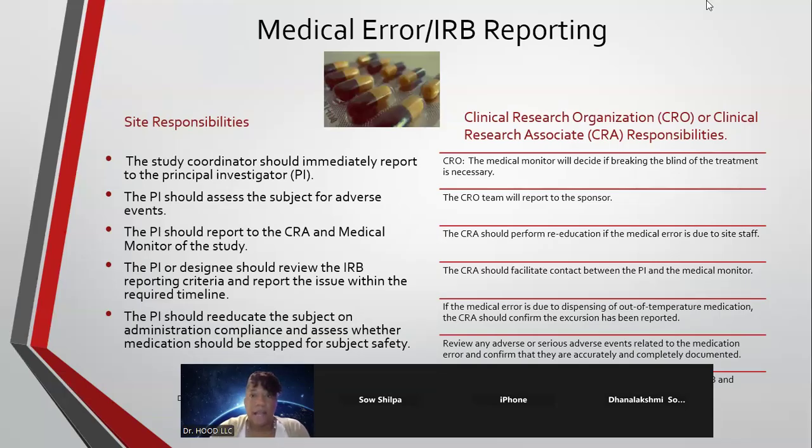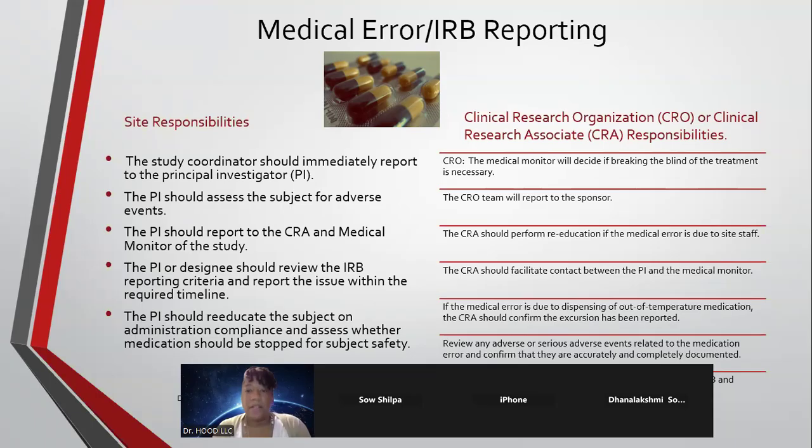So oftentimes, the medical monitor contact is not readily available to the site, even though it might be at the beginning of the trial and it's on this long contact list. Usually their email address is not readily available. So the CRA should help facilitate that discussion between the PI and the medical monitor.